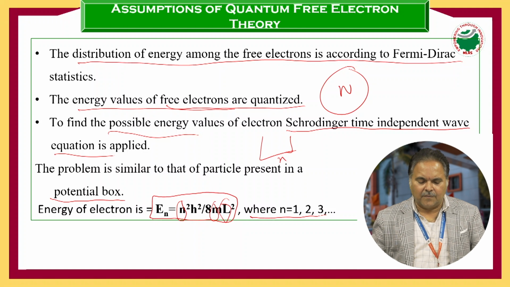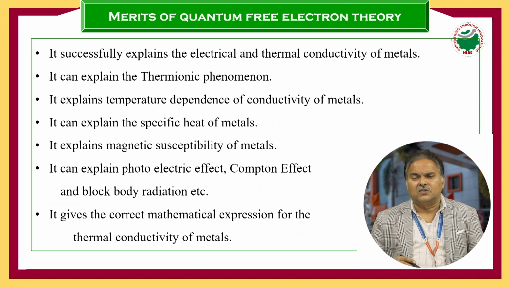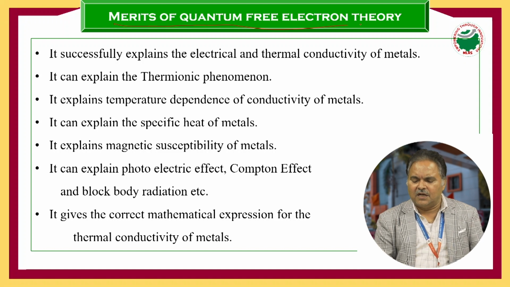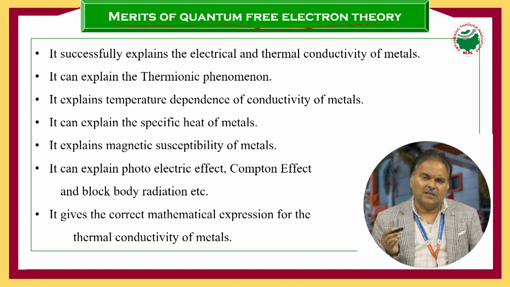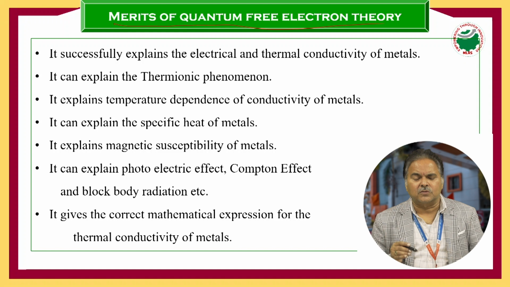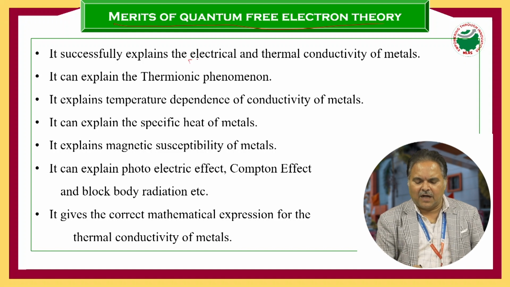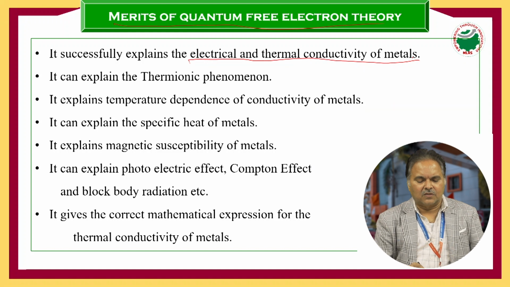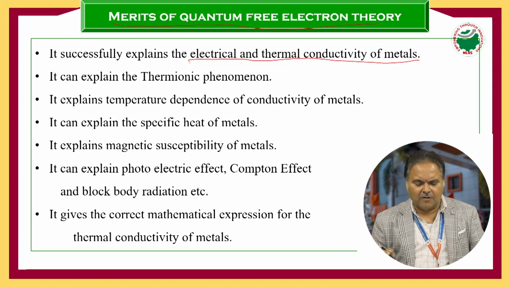That is the assumptions of the quantum free electron theory. With those assumptions, what are the merits of the quantum free electron theory? There are different merits, where the classical free electron theory failed. The quantum free electron theory explains properties like electrical and thermal conductivity of metals. Earlier, the electrical and thermal conductivity of metals were also explained, but with different temperatures they could not be explained. So electrical and thermal conductivity of metals is explained according to free electron theory.